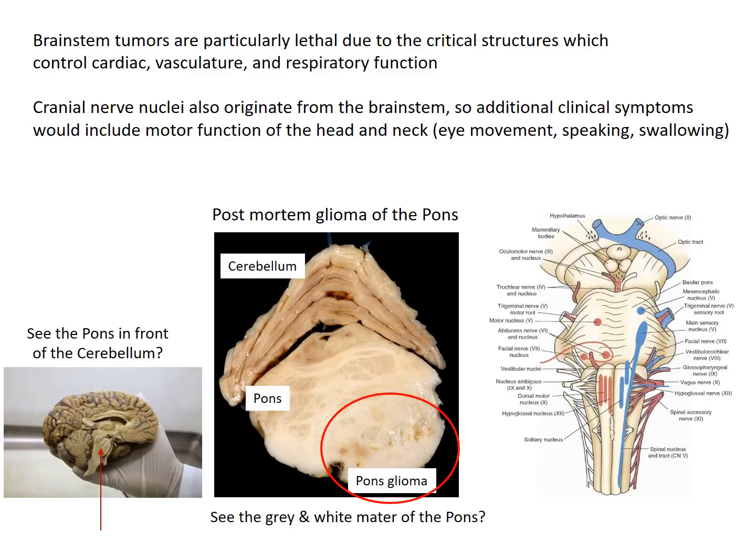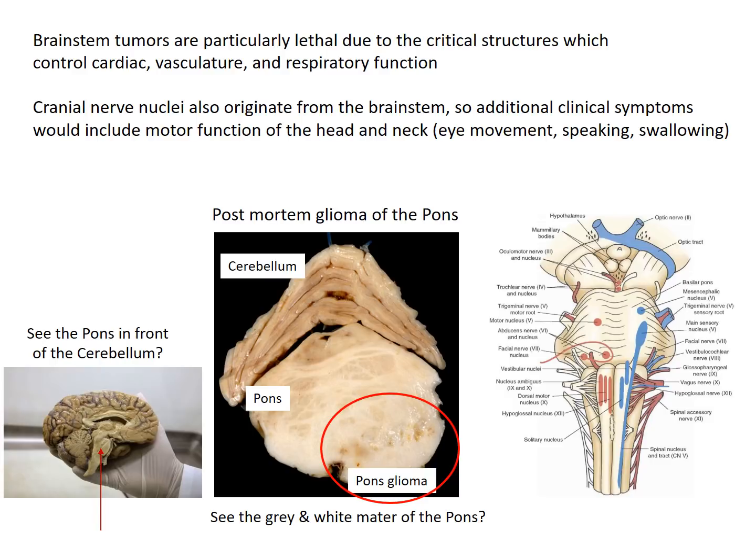Brainstem tumors are particularly lethal due to the critical structures in the brainstem which control heart, vasculature, and respiratory function. So in the brain stem, in the medulla, in the pons, in the midbrain, are collections of nerve cell bodies arranged in what's referred to as nuclei. So this is a little bit different. The nucleus of a neuron is in the cell body where the chromosomes and the DNA are, but the term nuclei refers to a collection of cell bodies of neurons which are responsible for a certain function.